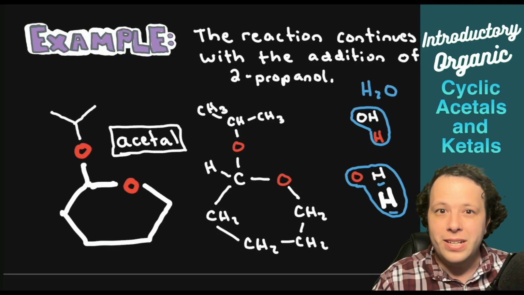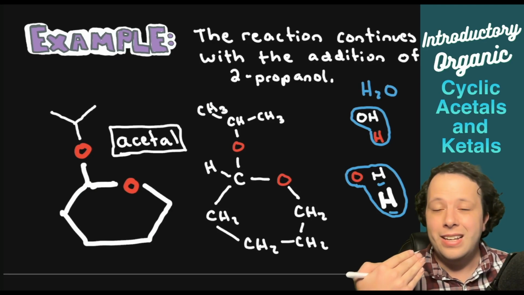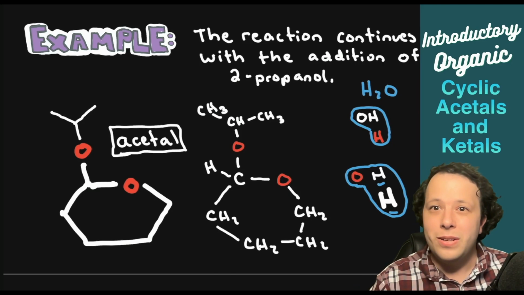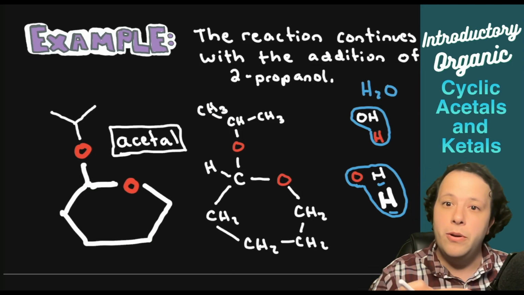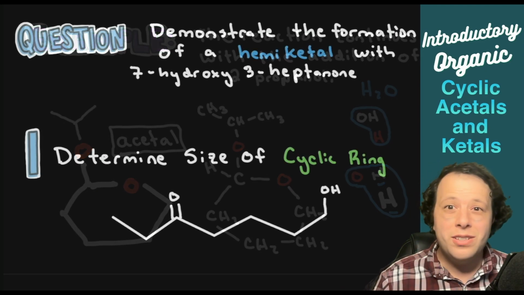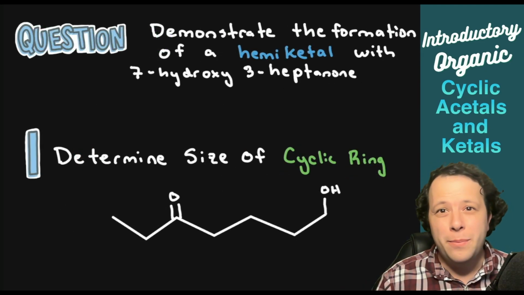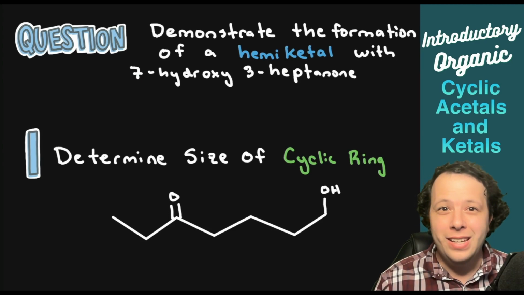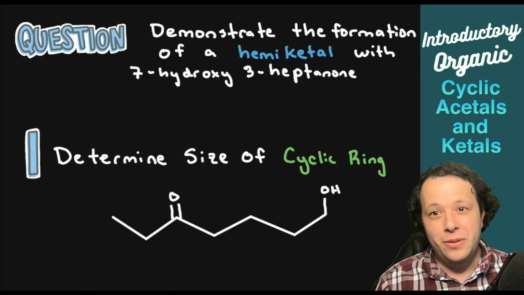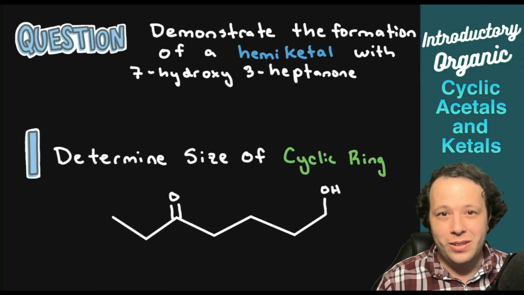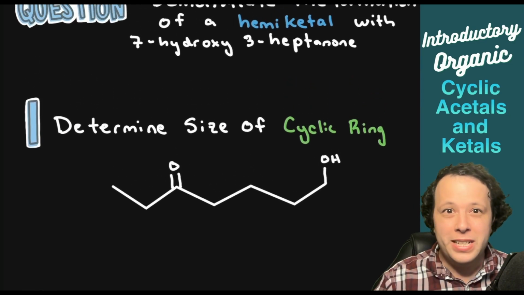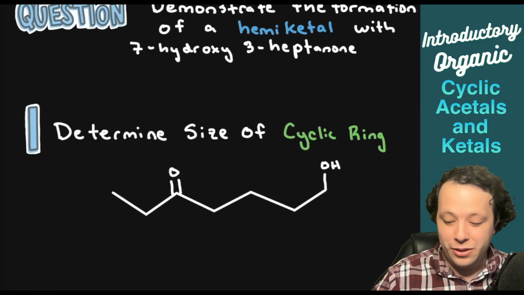We're going to be doing another example using a ketal or hemiketal this time. So let's go through another example so you can see it done with both types of structures, and I'll go through some tips on how to do it that way as well. With this question, what we will be doing is demonstrating the formation of a hemiketal with 7-hydroxy 3-heptanone, or a ketone with an alcohol. So the very first step that we're going to be doing is determining the size of our cyclic group.